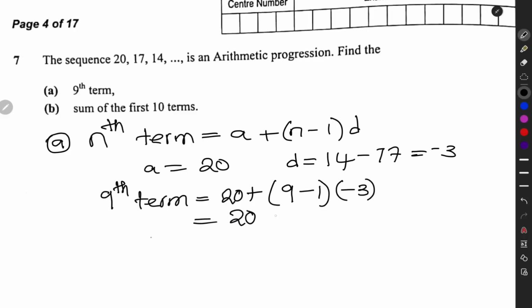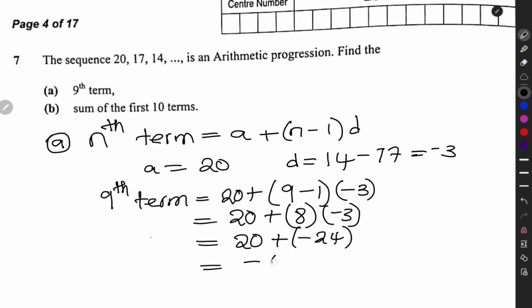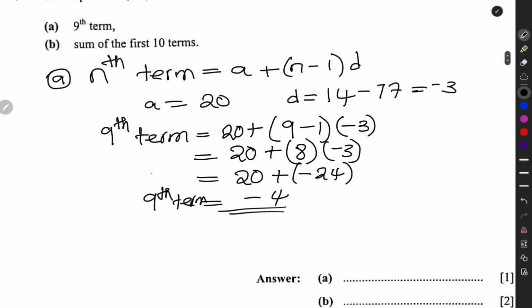So this is going to be 20 plus 9 minus 1, which gives us 8. Then in brackets we have negative 3. What this simply means is 20, then you multiply 8 by negative 3. So this is going to be plus negative 24. If you add everything, the answer you're going to get is negative 4. So the 9th term is simply negative 4.